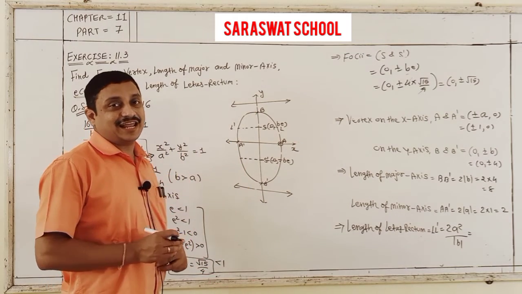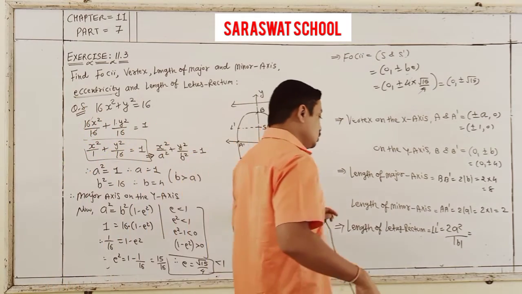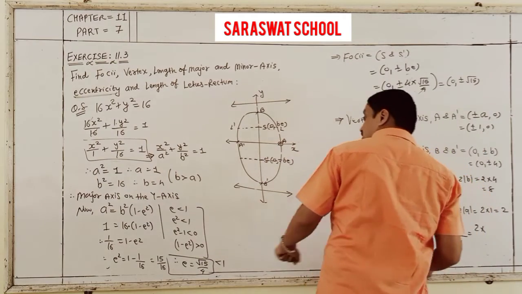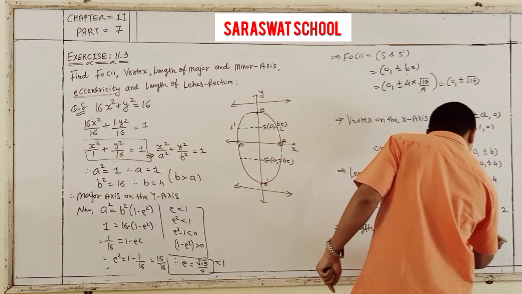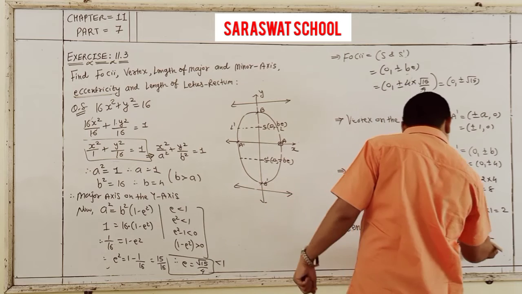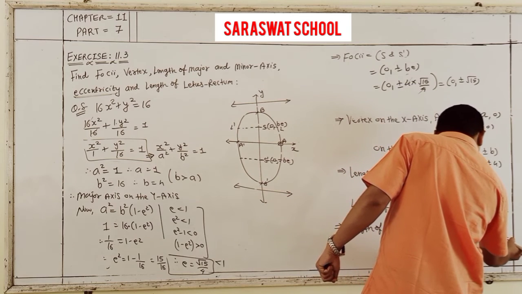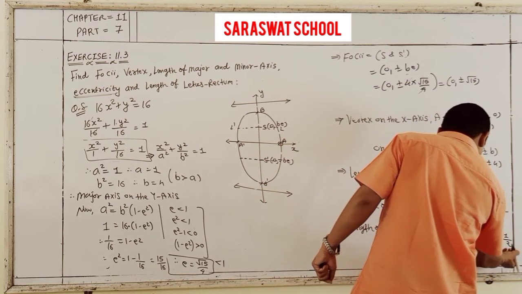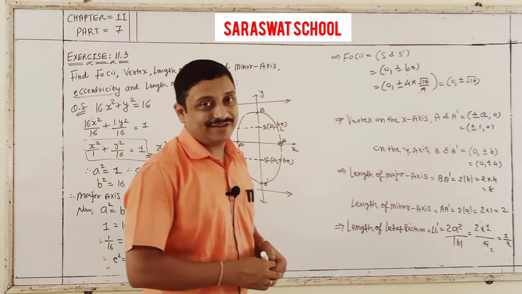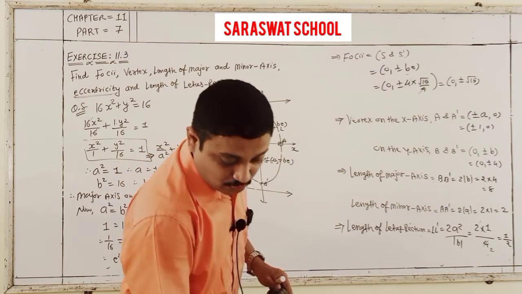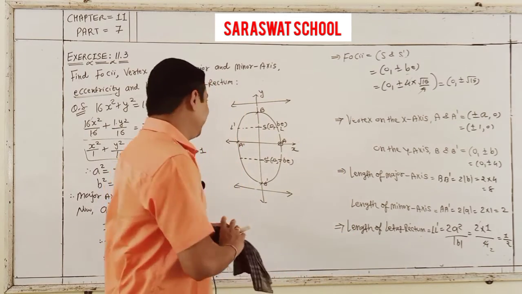And last, length of latus rectum: 2a square by modulus b. And what is the a square? a square is 1, but modulus b is 4. So my answer is 2 ones are 2, 2 twos are 4, so it becomes half. Now moving ahead, question number 9.